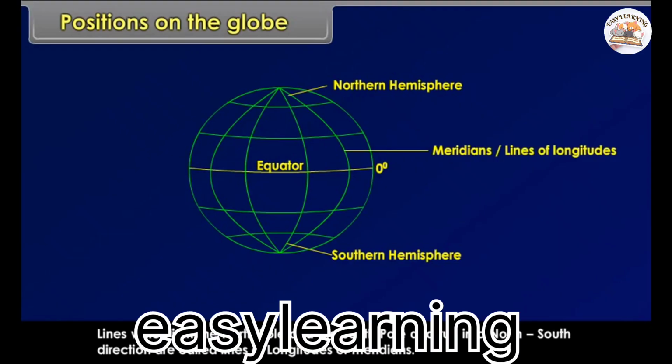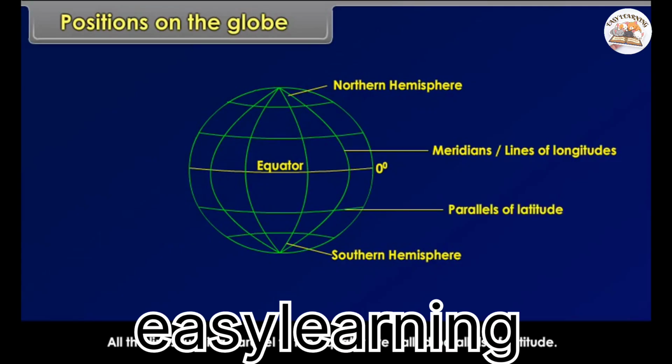Lines which join the North Pole and the South Pole and run in a north-south direction are called lines of longitudes or meridians. All the lines running parallel to the equator are called parallels of latitude.